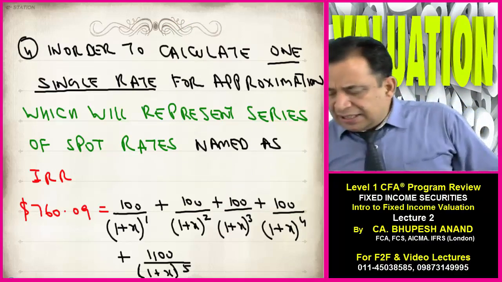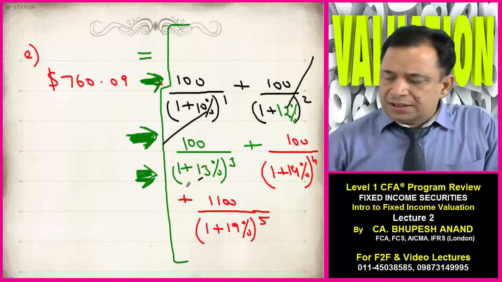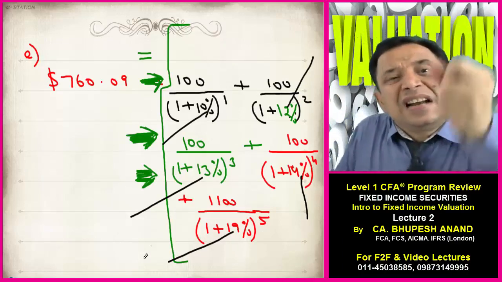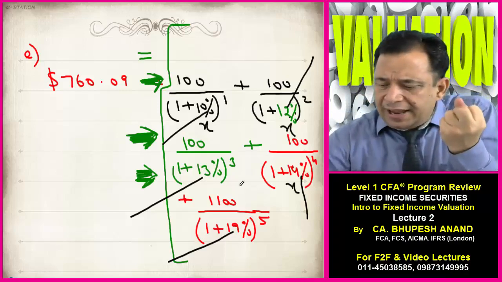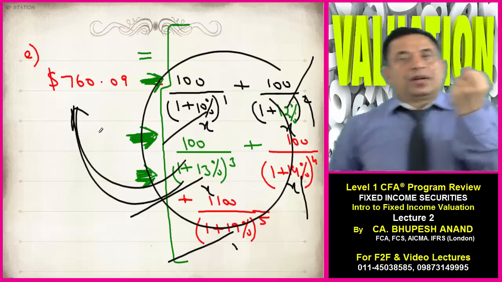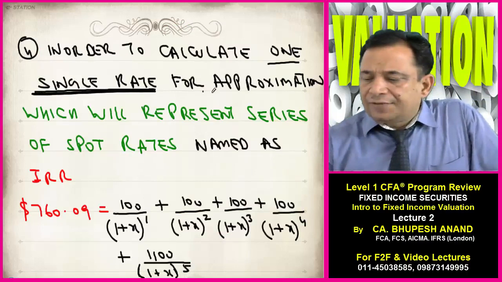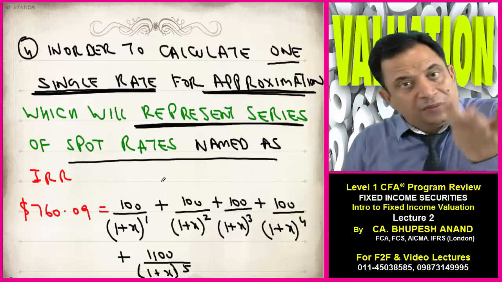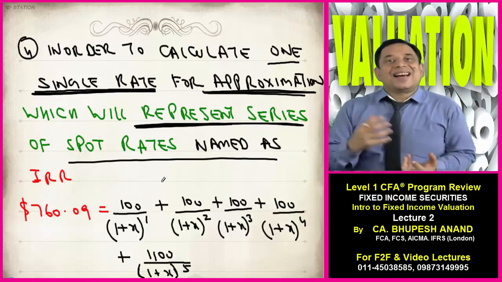Now the point is, suppose an investor is confused: for the first year he is getting 10%, for the second year 12%, then 13%, then 14%, then 19%. If he desires to find out a single rate, what is that single rate? If I put it as x and equate it, it comes to 760.09. We want to calculate that single rate as an approximation representing the series of spot rates. We can calculate it with the help of the IRR function, because it is nothing but the internal rate of return.